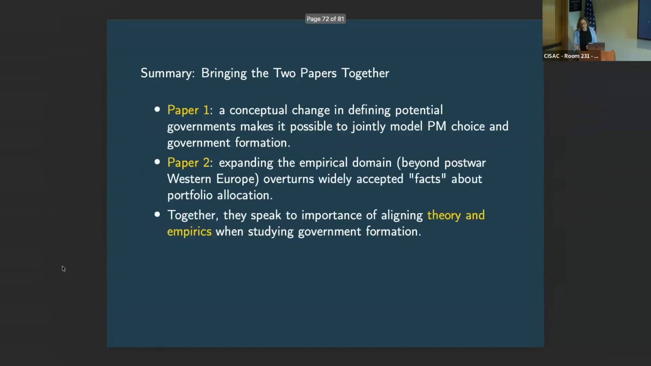All right. I'm going to conclude by trying to bring these two papers together.